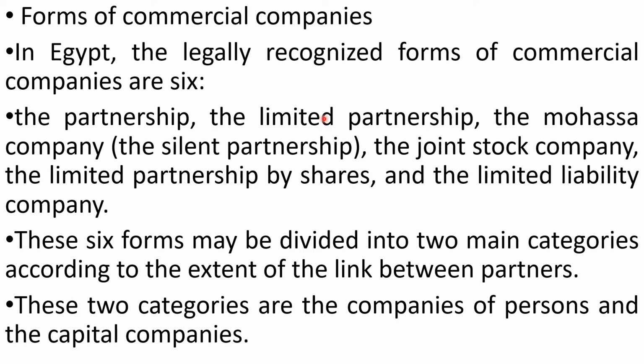We finished the classification dividing companies into two kinds, commercial and civil. Now, according to the Commercial Code of 1999, a commercial company has two kinds: the persons company and the capital company. There are six forms of companies, like partnership, limited partnership, and joint stock company limited, and from these forms there are two categories: persons and capital companies.